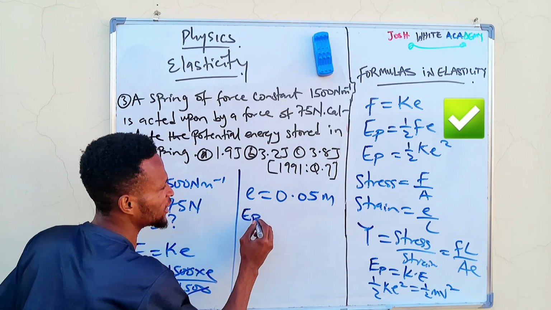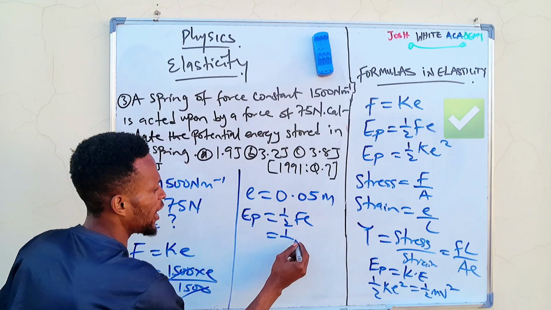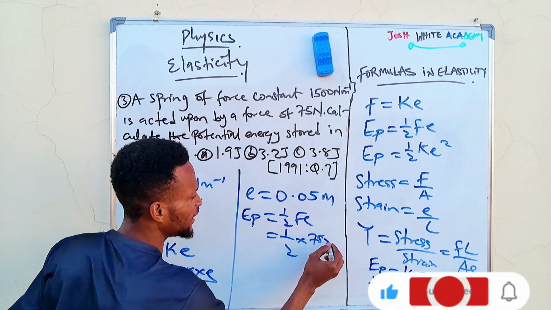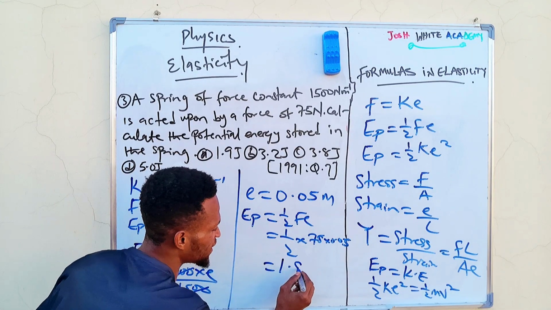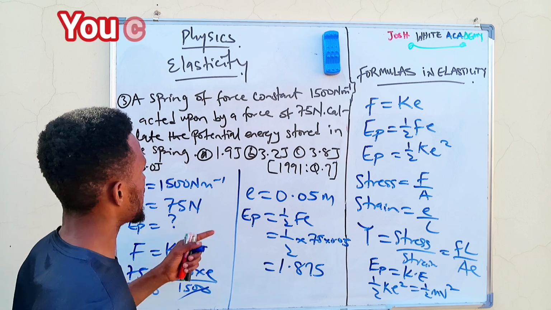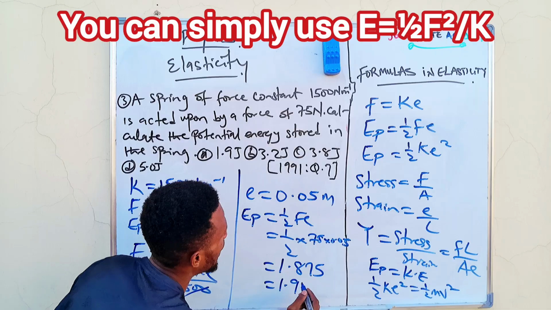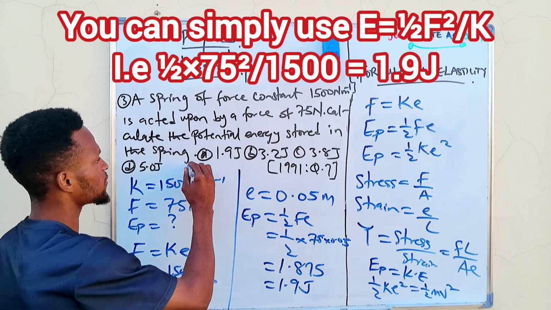So our elastic potential energy is equal to 1/2 Fe. 1/2, our F is 75 and our E is 0.05. So it will give us 1.875. Our answer is in one decimal place, so that's 1.9 joules approximately. So our answer is what? A.